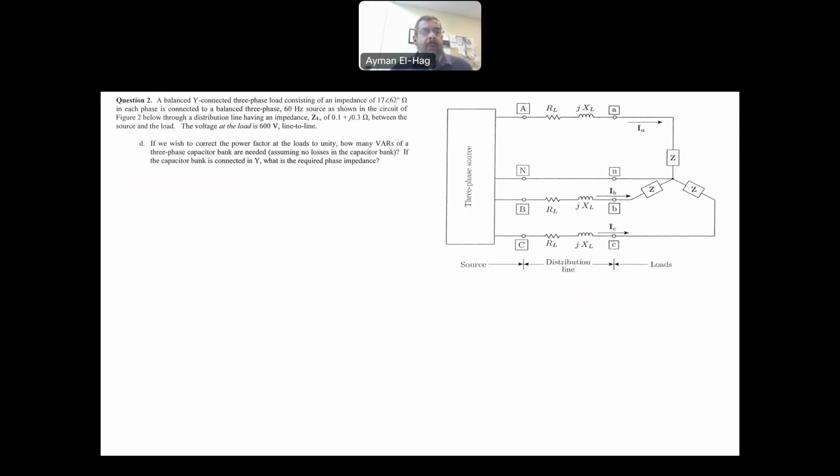In part D, now we wish to correct the power factor of the loads. Now the two loads in parallel, we have certain power factor. We want to correct this to unity. What does it mean in unity? Unity means we want basically to have our total Q equal to 0.